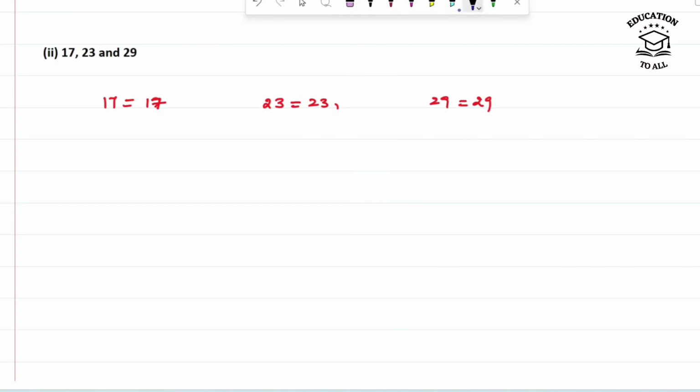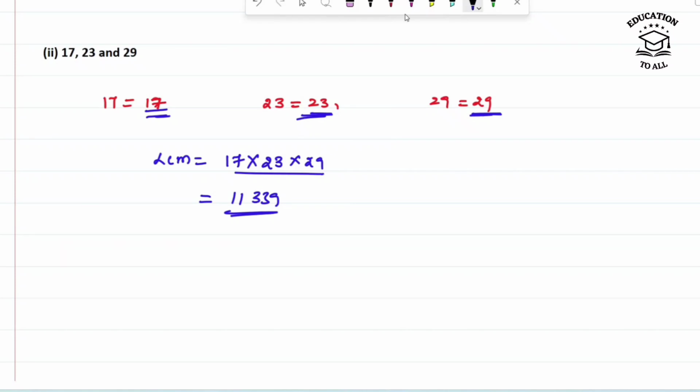Then how to take the LCM? So LCM is equal to, 17 should be considered, no 17, no 17. 17 also will be included. Next 23, no 23, no 23. So even 23 can be included for the LCM. 29, no 29, no 29. Even 29 can be considered in it. Then multiply all these three numbers, 17 into 23 into 29. You get 11,339. Cross check your calculations.